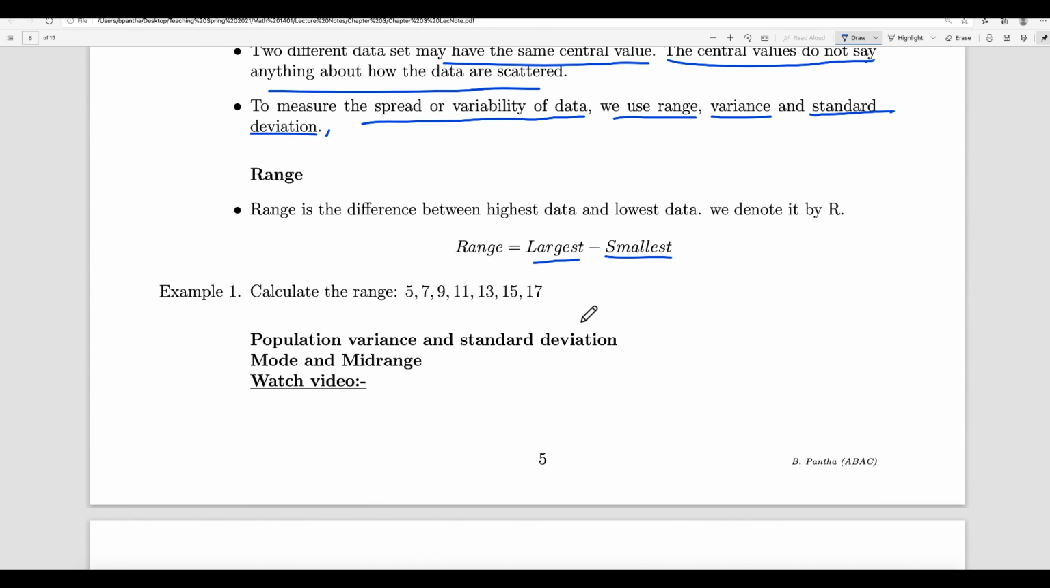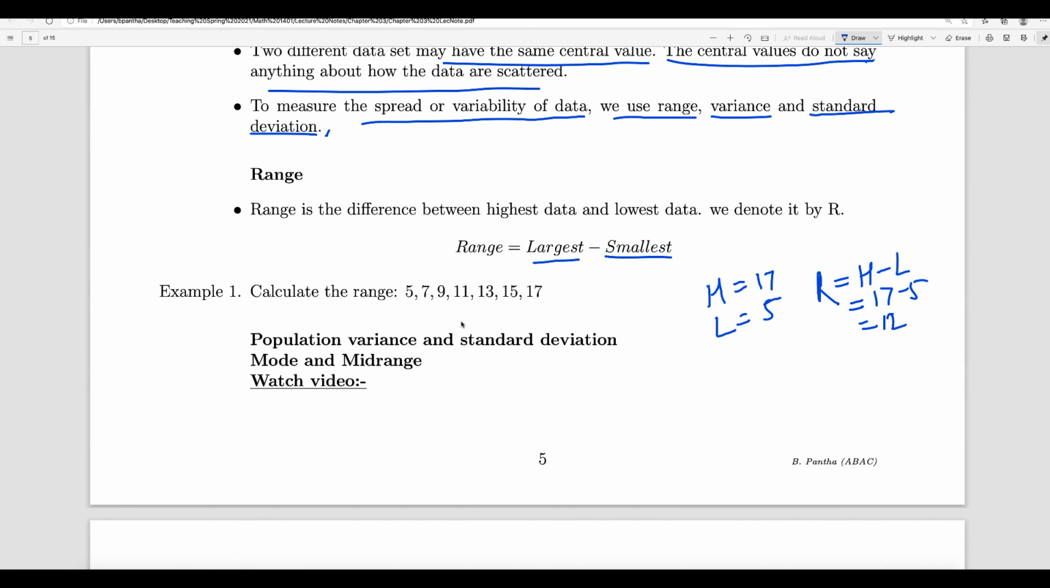So calculate the range. What is the highest data point here? The highest is 17. And what is the lowest? Lowest is 5. So what is the range? The range is highest minus lowest, right? That will be 17 minus 5, that is 12. So the range is 12.